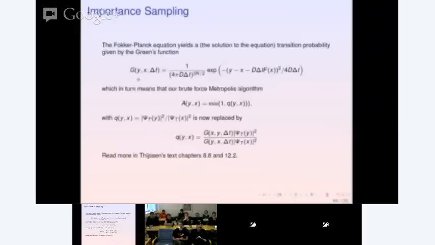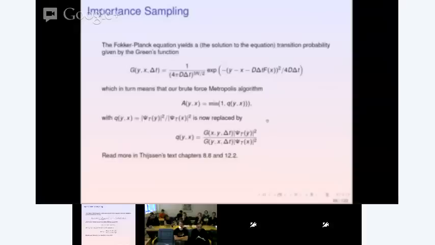This Green's function now tells us the probability. The Green's function is a transition probability, and that tells us the probability of jumping from x to y within a time step delta t. So this is a transition probability, which we then can add to the standard brute force Metropolis algorithm.